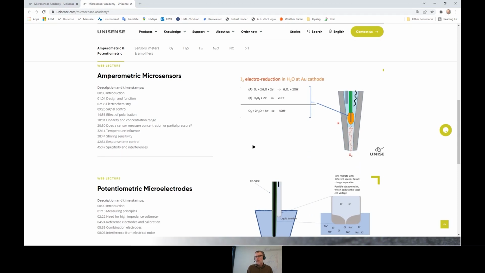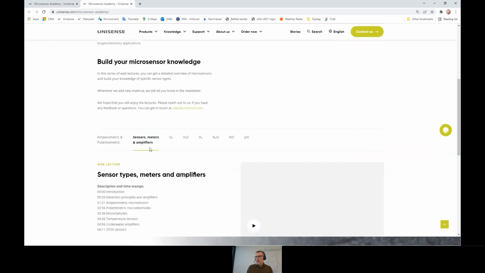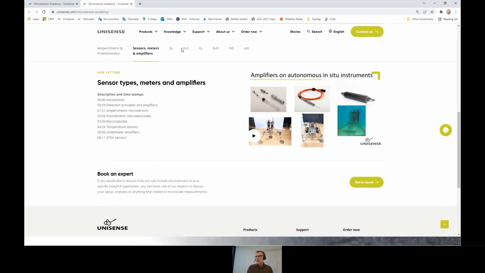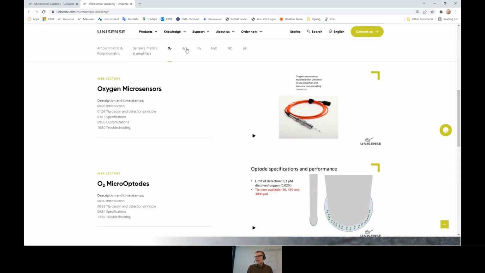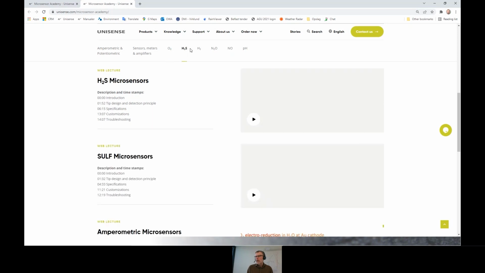Well, more detailed, some of it about amperometric, potentiometric sensors. There's a web lecture we have about the sensor types, the meters and amplifiers. Then we have for the different sensors a more detailed explanation of how they actually work.